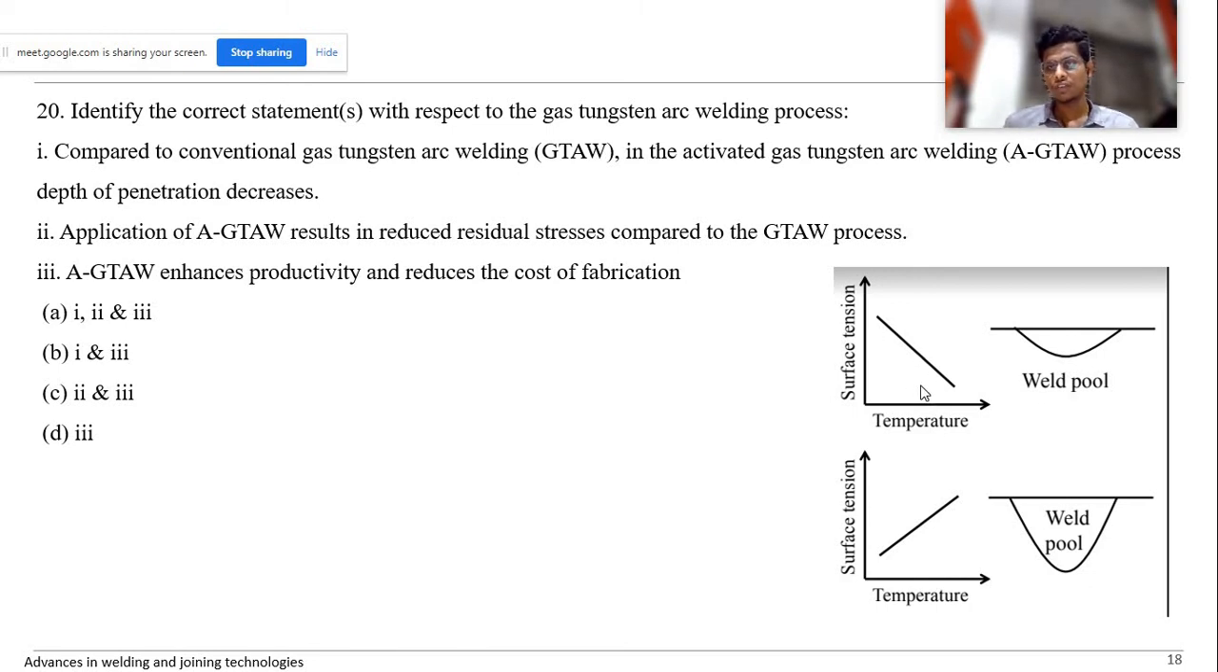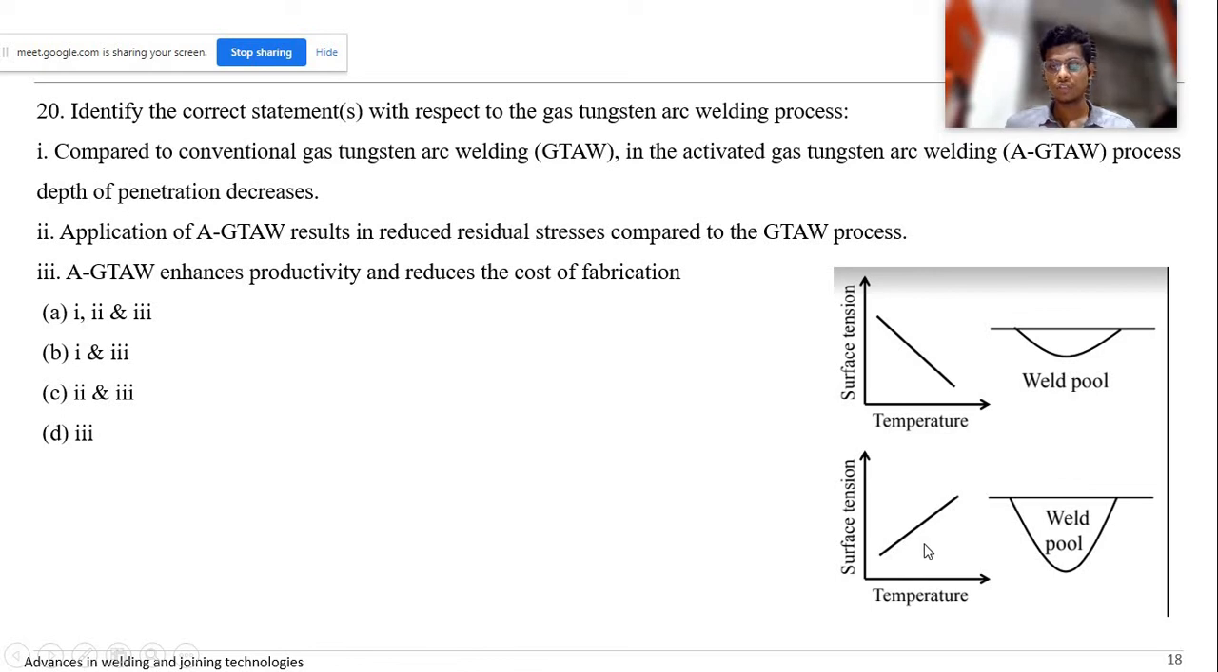as the temperature increases, surface tension decreases. So at the center, surface tension will be less. As we go away, temperature is reducing. You can see in this figure, this is the negative slope. As we go away from the center of the arc, obviously temperature will be reducing, so surface tension will be increasing. So the forces will be directed from the center outward, and the Marangoni convection fluid flow will be like this. So it will be shallow.